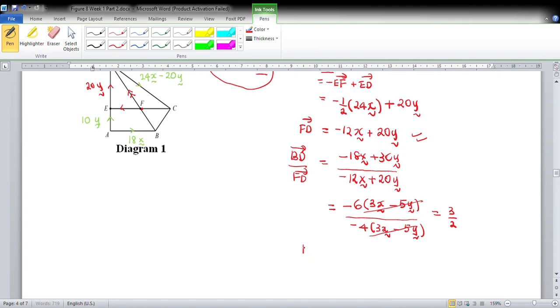So I get BD over FD is 3 over 2. I get a constant. Or I can write it this way: BD is equal to 3 over 2 FD. Since I can write it this way, there's a constant. Therefore, B, F, and D are collinear. So you need to find the constant. I hope you understand this part. Okay, let's go on to part C.